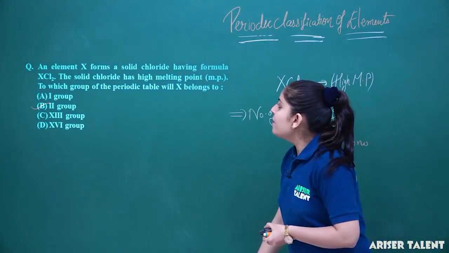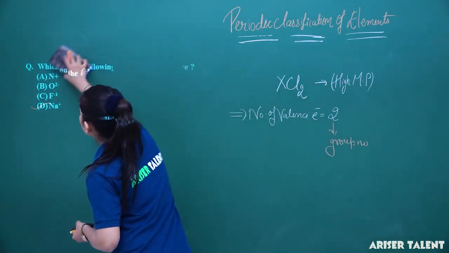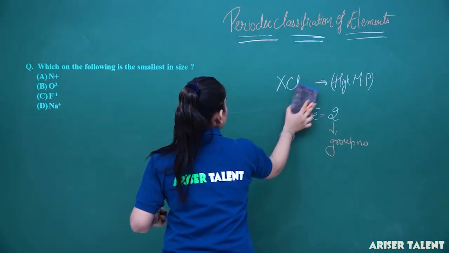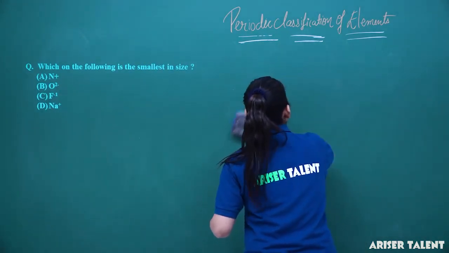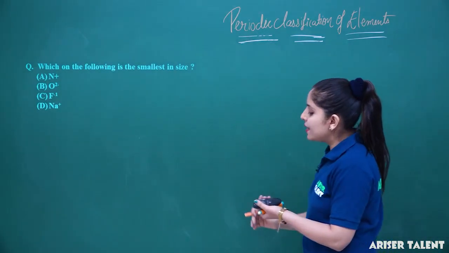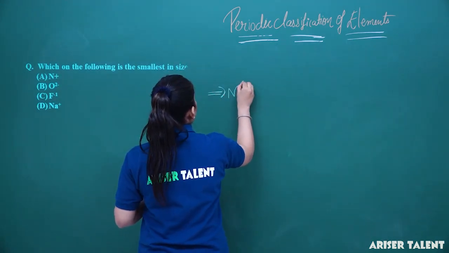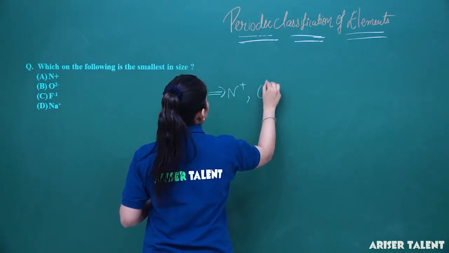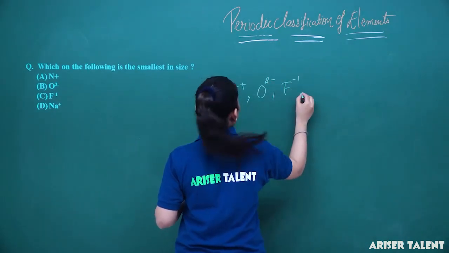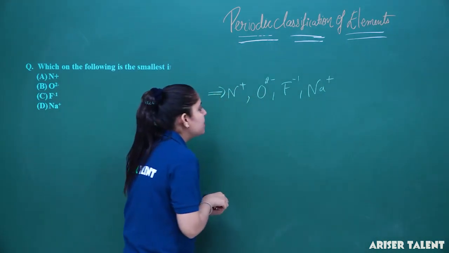Now let us have the next question here. Which of the following is smallest in size? Among the cations and anions, we have to analyze the smallest size. So first one we are provided with N positive, second one is O2 negative, this is F negative, and this is Na positive. So we have to identify the smallest among these.